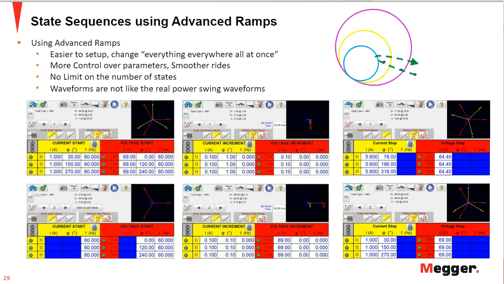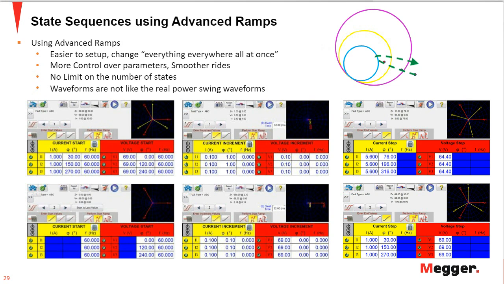So you can, at the same time, increase the magnitude of the current, increase the phase angle, decrease the magnitude of the voltage, and you can even change the frequency of the voltages, or the frequency of the current, or both at the same time. And you can do that with a very high degree of granularity. So you can go 0.01 degree and 0.01 amp and 0.01 volt every time, and you basically don't have any limit in the number of steps that you can use with this kind of ramp.